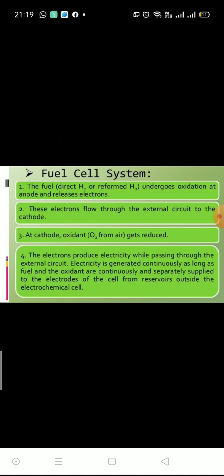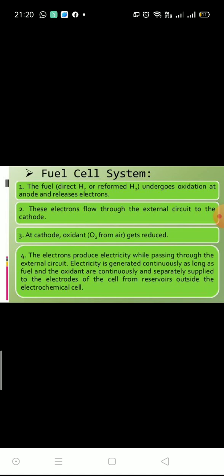Then the fuel cell system. The fuel, direct H2, that is hydrogen, is used as fuel. It undergoes oxidation at anode, and whenever there is oxidation, electrons are released. These released electrons move towards the cathode through the external circuit. At cathode, what is the oxidant there? Oxygen from the air is the oxidant. It gets reduced by getting these electrons.